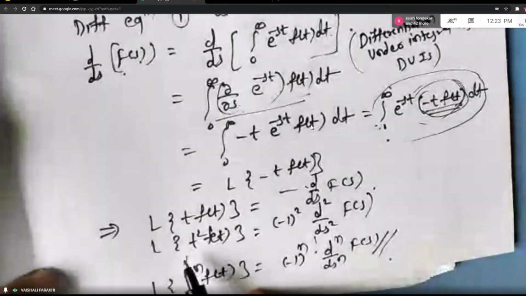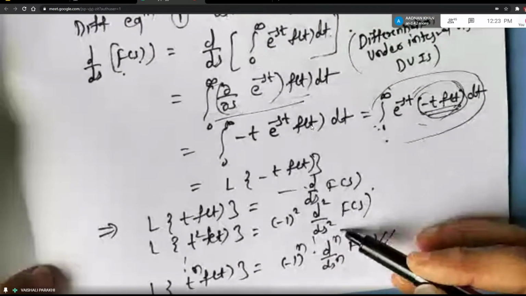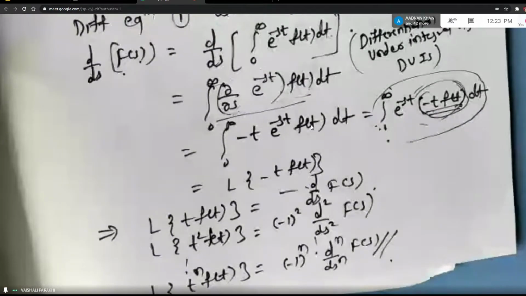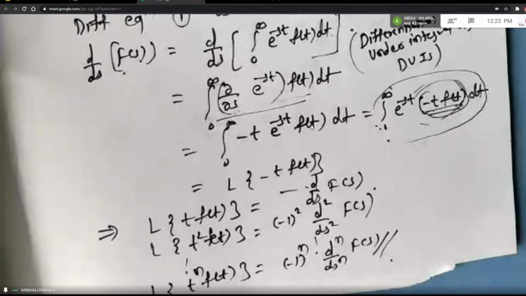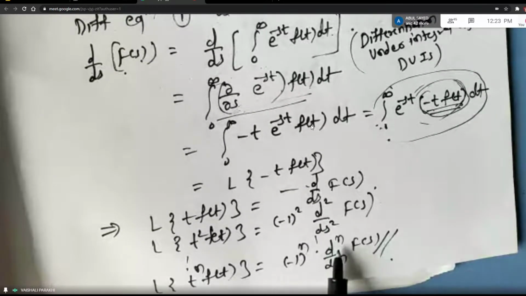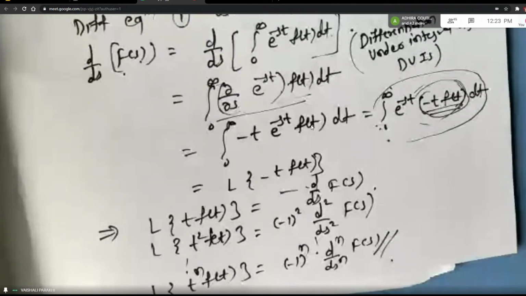And then when you increase the power here by 2, it will be minus 1 square, second order derivative. If it is t cube, then it is minus 1 cube, third order derivative. And in general, it is minus 1 raised to n, the nth order derivative of f of s. Any doubt at any step?